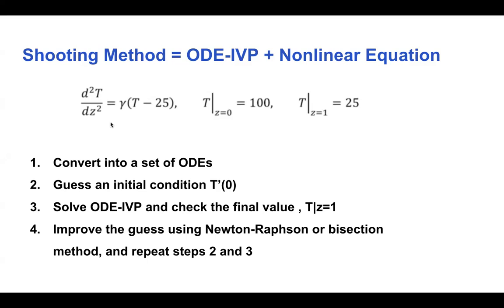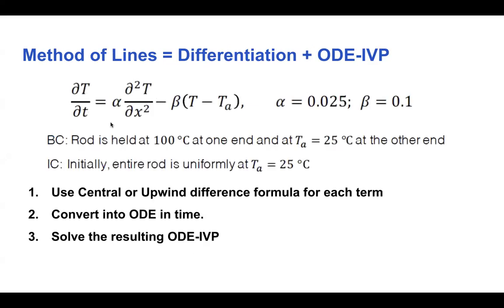So these are the methods that we combined in the shooting method. Okay, the next is the method of lines. In the method of lines, what are the things that we try to combine? One is differentiation, the other is the ODE IVP problem, just like we used to do before.